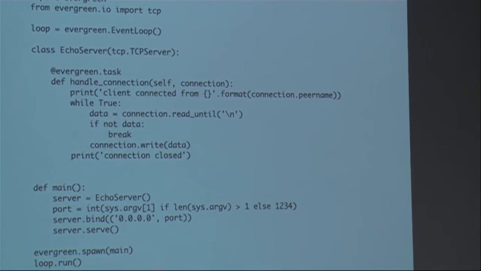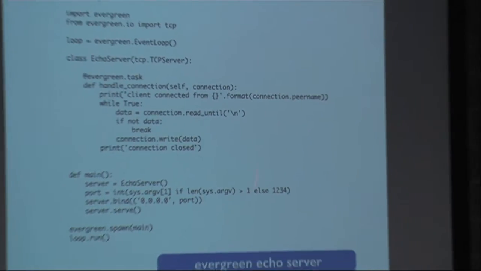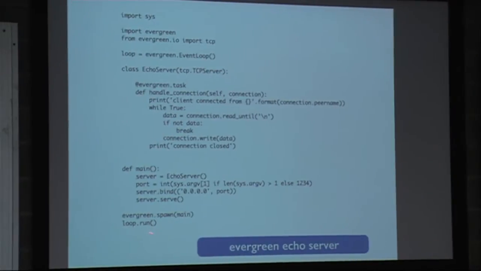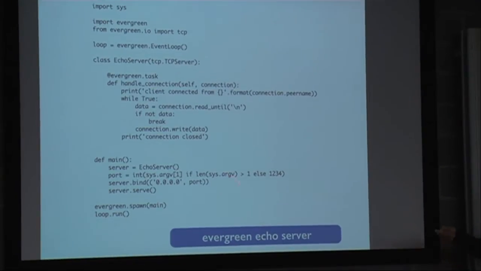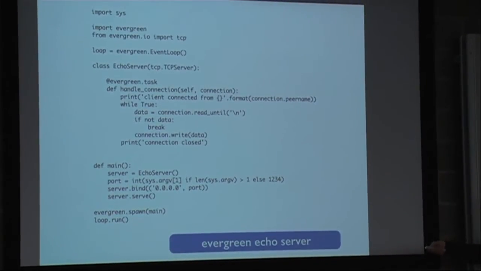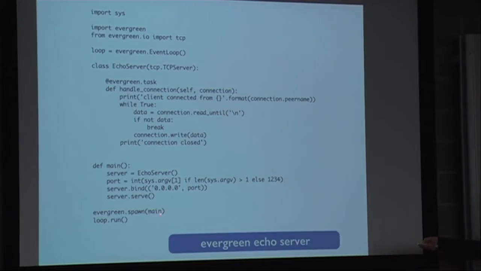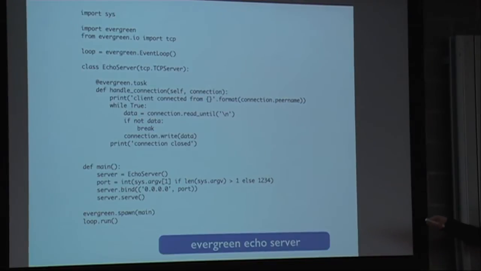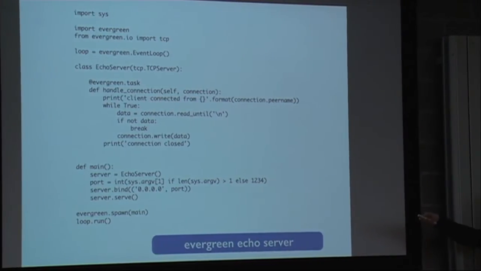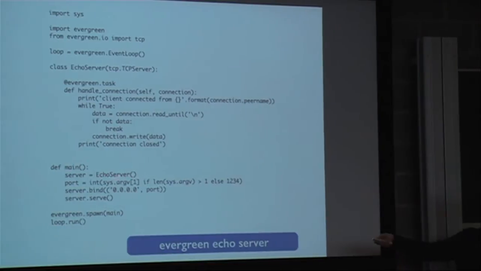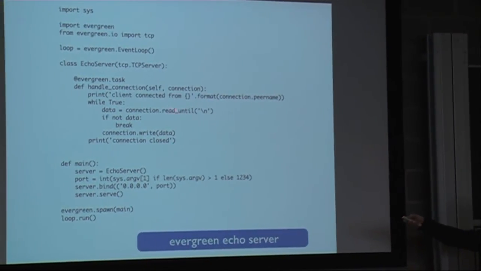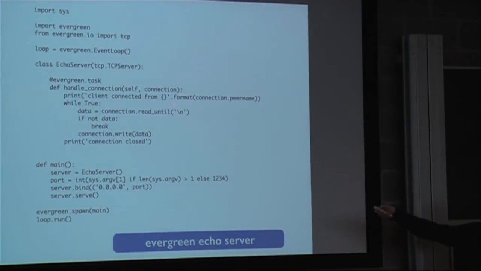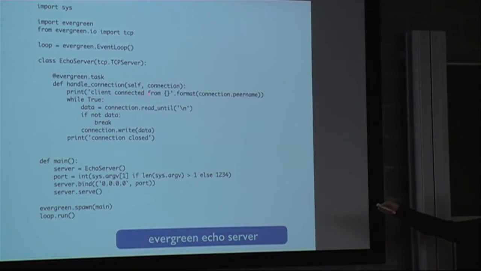Evergreen is also doing some kind of blocking code. You are launching a loop at the end, and in that loop you are putting a task or any action. Here we are spawning a main function which is introducing an event in the loop, and the next time the loop comes back, it will execute these events. This is mostly how it works. And so the echo server, when it receives a connection, starts to read the connection and write the data back to the socket.